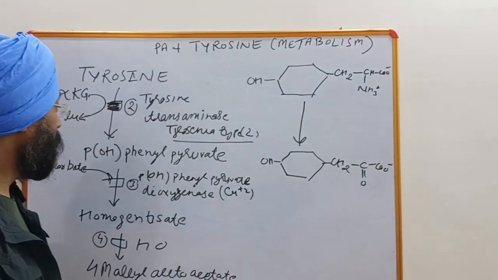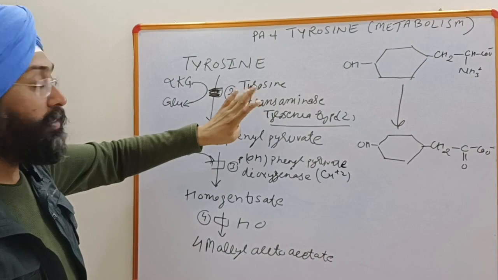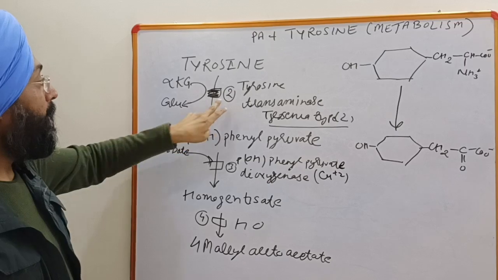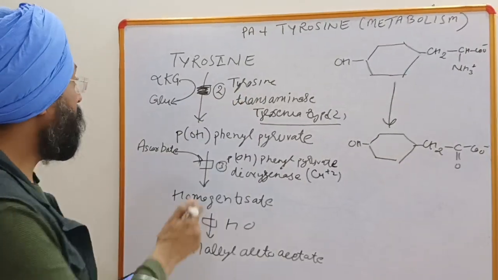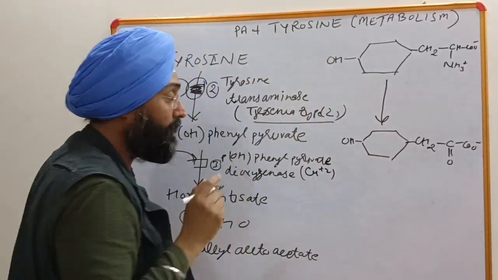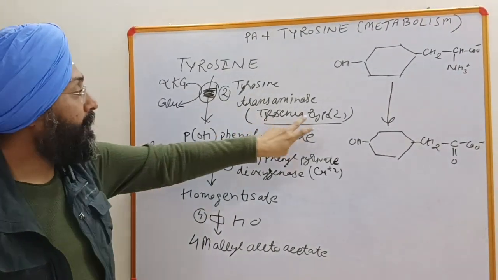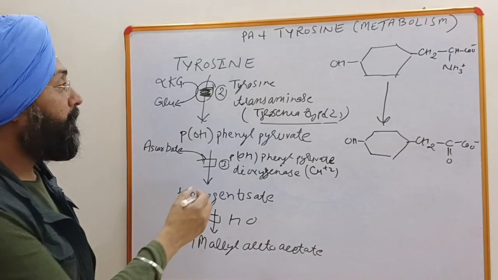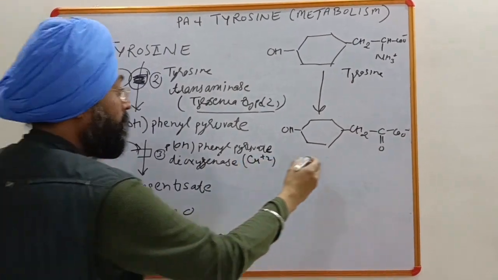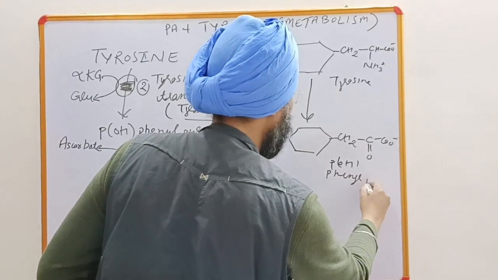Right. So this is converted by the enzyme tyrosine transaminase. This reaction is a transamination reaction. So alpha ketoglutarate is converted to glutamate, and the second enzyme is tyrosine transaminase. The disorder that will come, if there is blockage, is known as tyrosinemia type 2, right? So you can remember by the second enzyme, so the disorder is second, tyrosinemia type 2, right? So now we have converted tyrosine to para-hydroxyphenyl pyruvate, right?